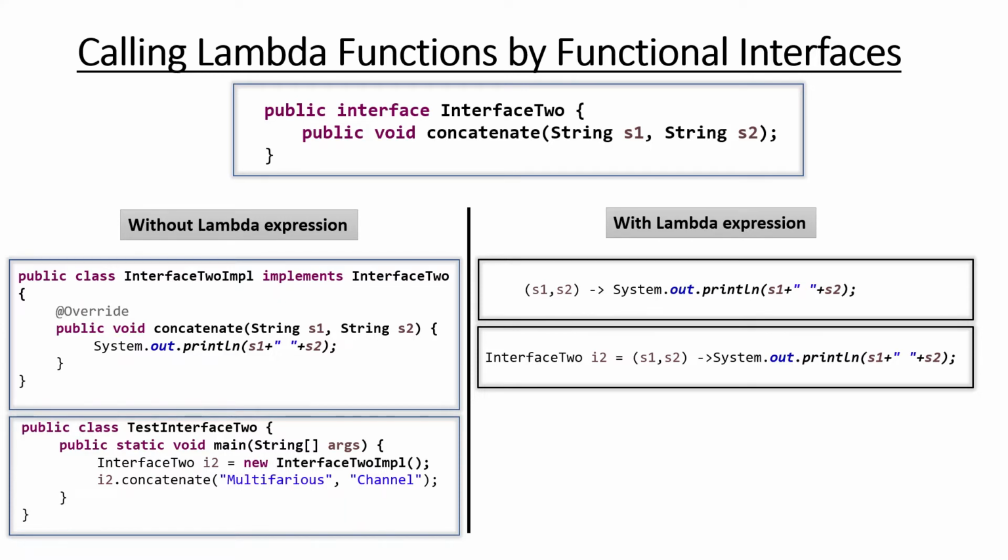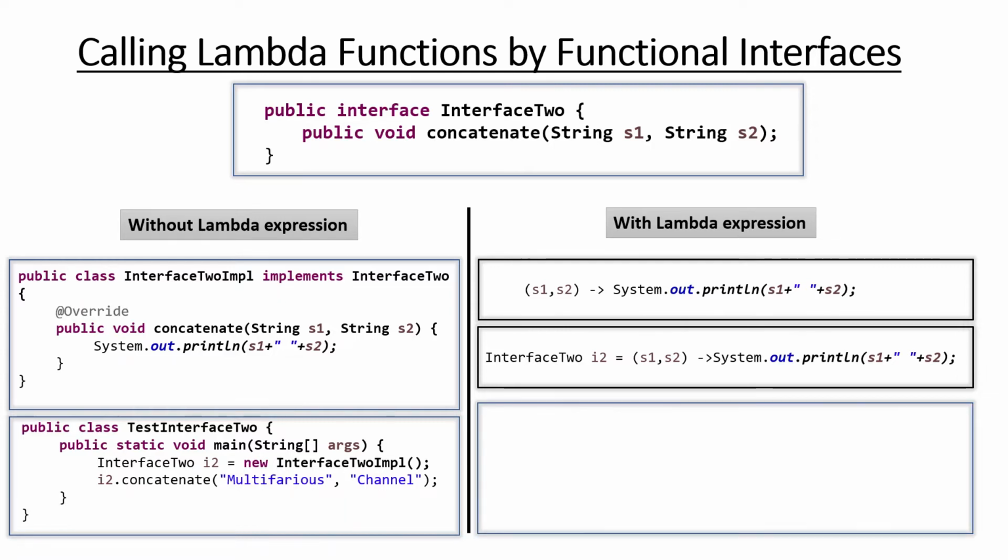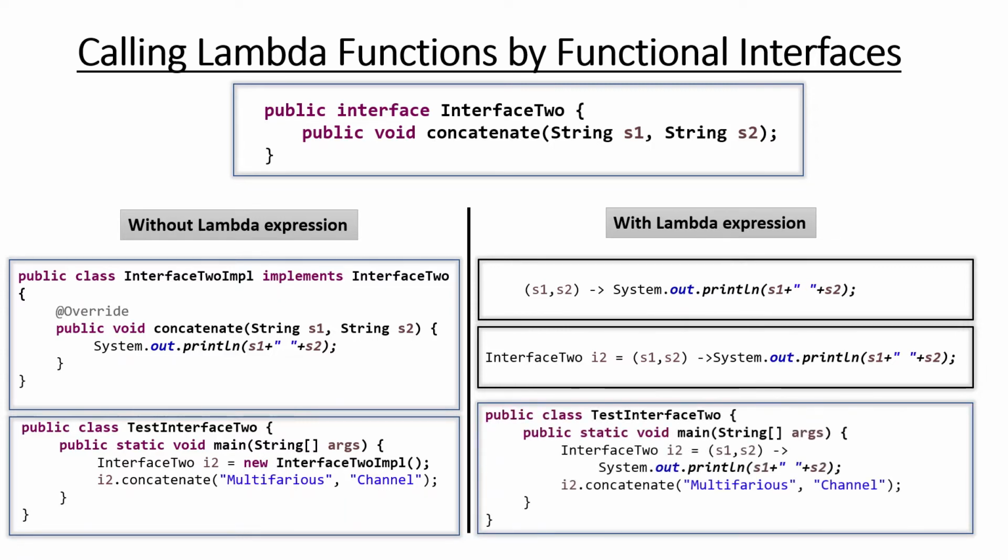So I can directly write this code in my main method and replace that old code where we are instantiating the object of Interface2Impl. So my code will look something like this. Now here you can see we have replaced the instantiation of Interface2Impl with only a single line. Let's see this code in action.